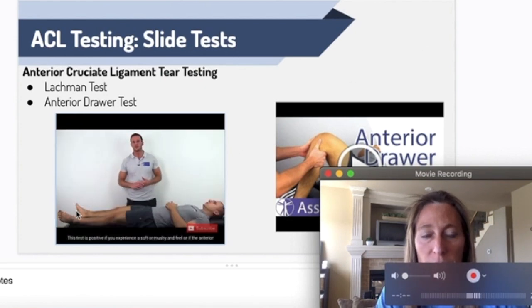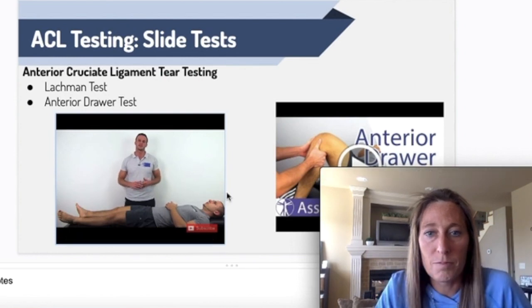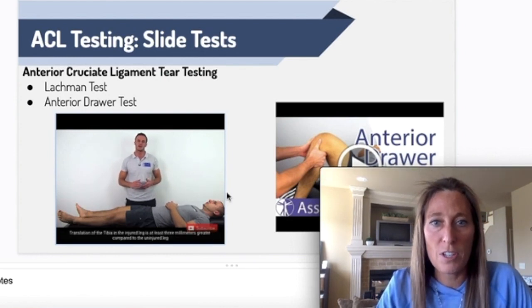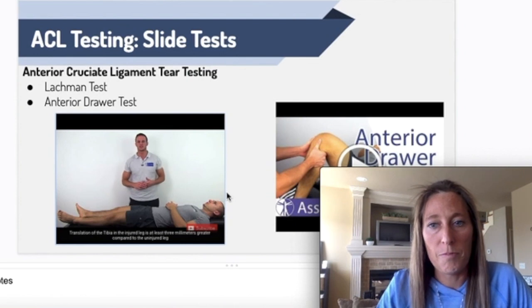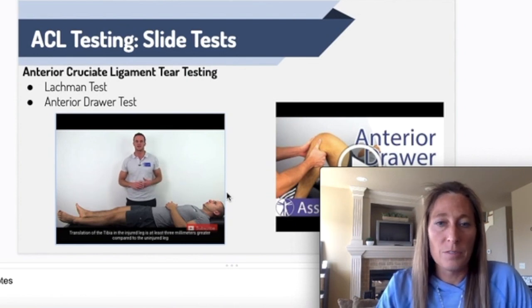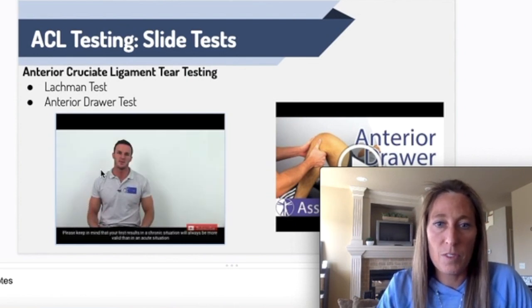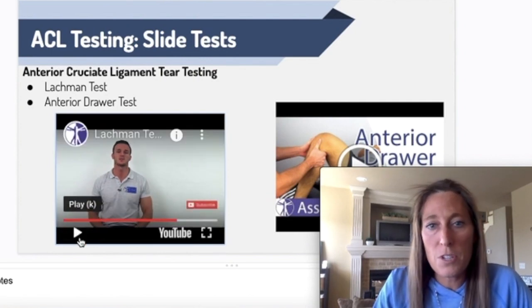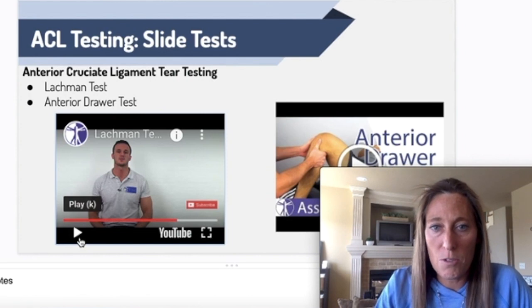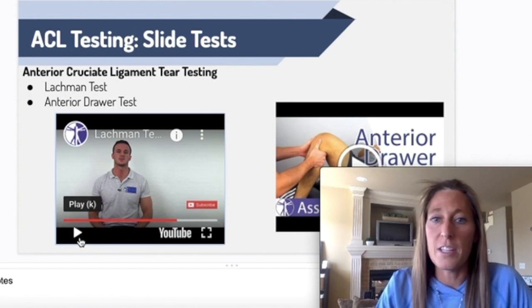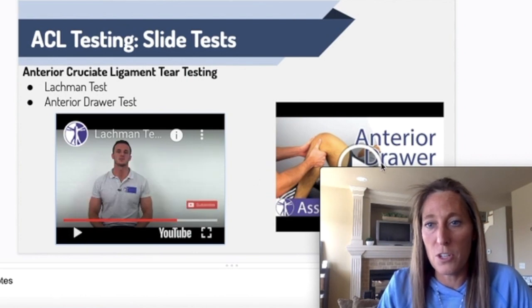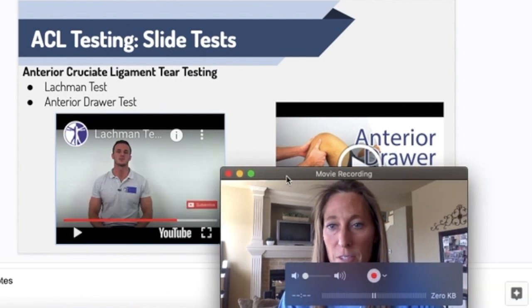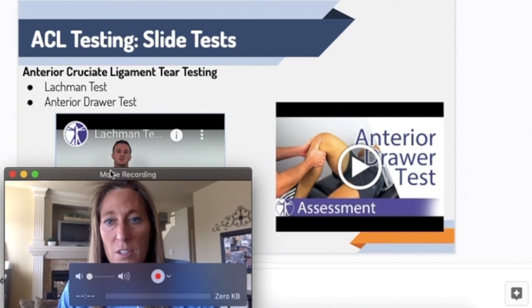This test is positive if you experience a soft or mushy end feel, or if the anterior translation of the tibia in the injured leg is at least 3 millimeters greater compared to the uninjured leg. Please keep in mind that your test results in a chronic situation. When you first see the athletic trainer, they're always going to start with your uninjured leg. And so they'll do the Lachman test on the uninjured leg, and then they'll go to the leg that has been injured. Let's see if I can move so you guys can see this one.